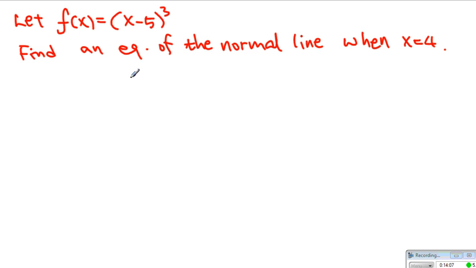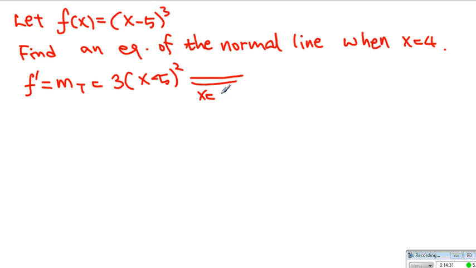So similarly to before, let's try to find f prime, which we know is the slope of the tangent line. And that will be equal to 3 coming out, x minus 5 squared. Now this is all by the power rule, and then by the chain rule, the coefficient of x equals 1, so we're not going to do anything. Now if x equals 4, what's going to be happening? It'll be 3 times 4 minus 5 squared, which will be simply equal to 3. So that is the slope of the tangent line.